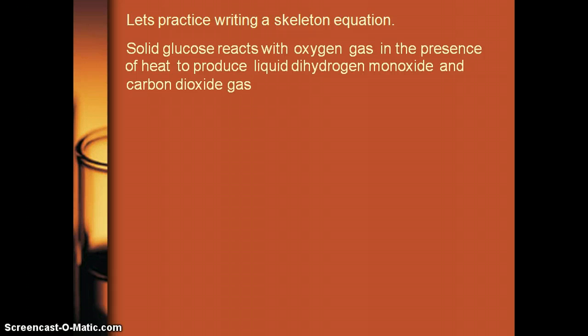So I want to go ahead and start with our reactants. What do we know is reacting? Well, we know that glucose is reacting with oxygen gas. Now remember, oxygen gas is a diatomic, so we're going to need to make that O2. In the presence of heat, so we know that we need to add that heat in there somehow, to produce. Everything that's getting produced is a product. So we have liquid dihydrogen monoxide and carbon dioxide gas.